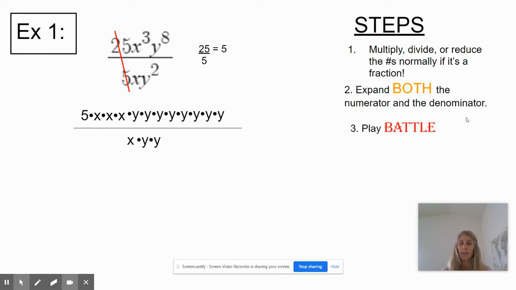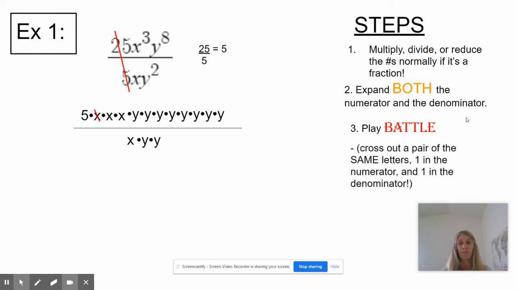Now, what we do for battle is we take one thing on the numerator and the exact thing on the denominator, and we cross them out. They battle, and then they have the same exact strength, so one numerator takes out one denominator. However, they can only fight those letters that are exactly the same as themselves. So we're going to cross out a pair of the same letters, one in the numerator, one in the denominator, until there isn't any left in one of the two spots. So I see an x in both my numerator and denominator, so I'm going to cross out an x up top and an x down below.